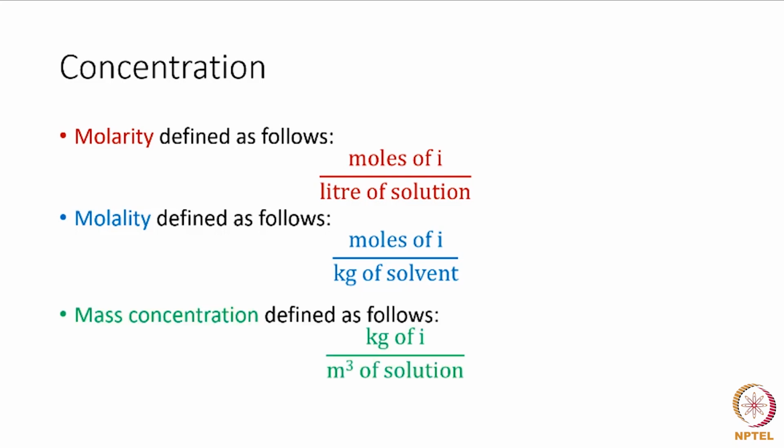And mass concentration is defined as kilograms of the constituent i per unit volume of the solution, where the volume is given in terms of meter cube. So you can already see from the definition that mass concentration of a solution that contains a single constituent is nothing but the density of that particular constituent.